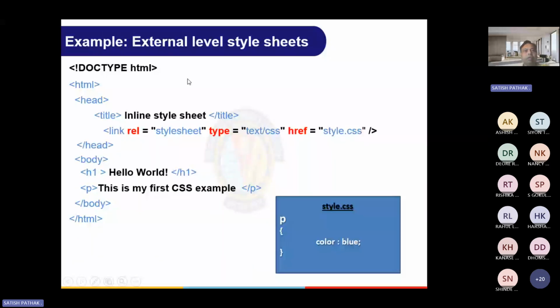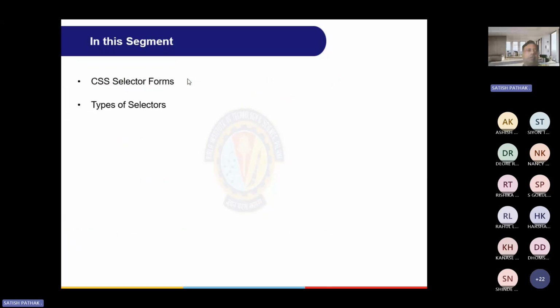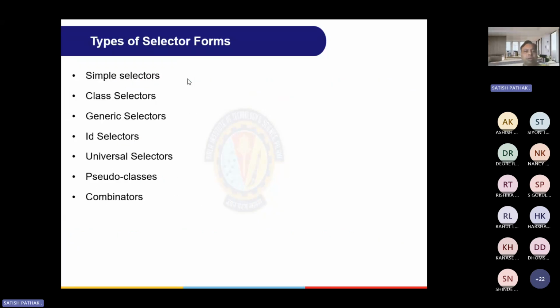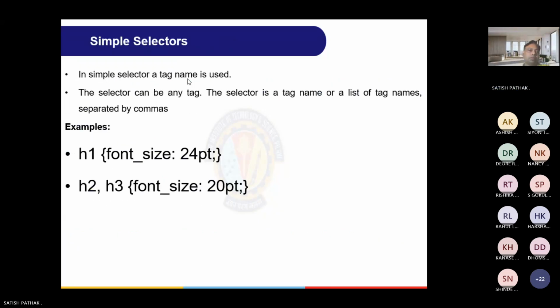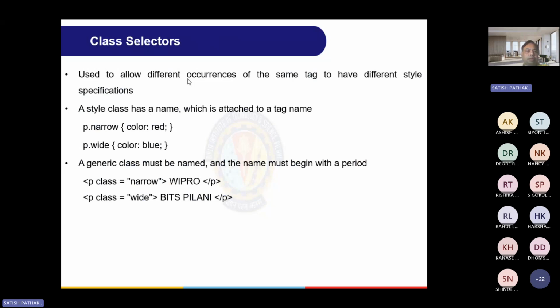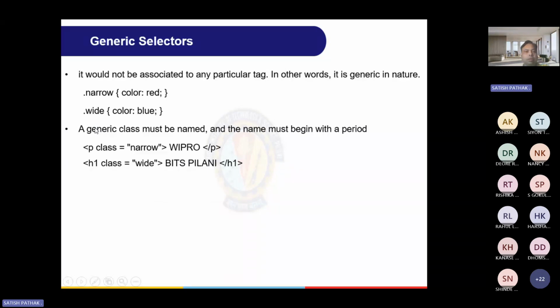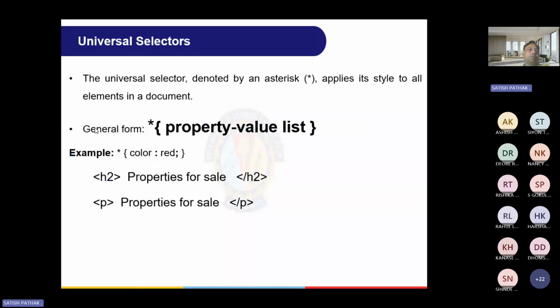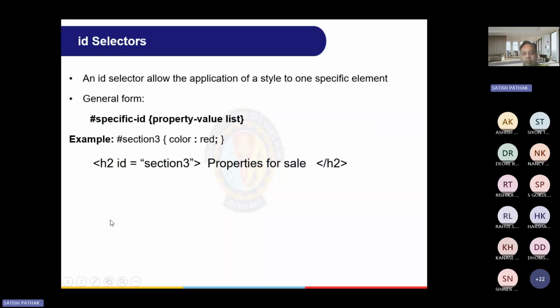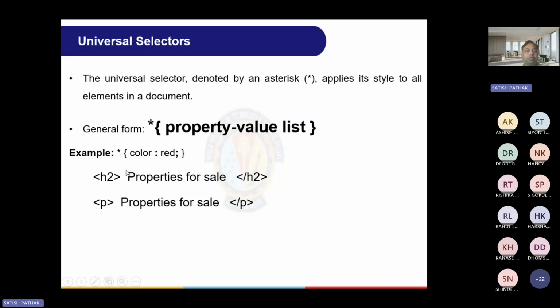We have seen an example of external. Then we've also gone through the selectors: simple, class, generic, ID, universal. So all these examples we have done. The dot one was for a class selector, then the generic selector. We have seen how to use the selector using ID in the case of the class. The universal selector, the star, we also applied. Star color red means apply to all the elements. We've done n number of demos actually.